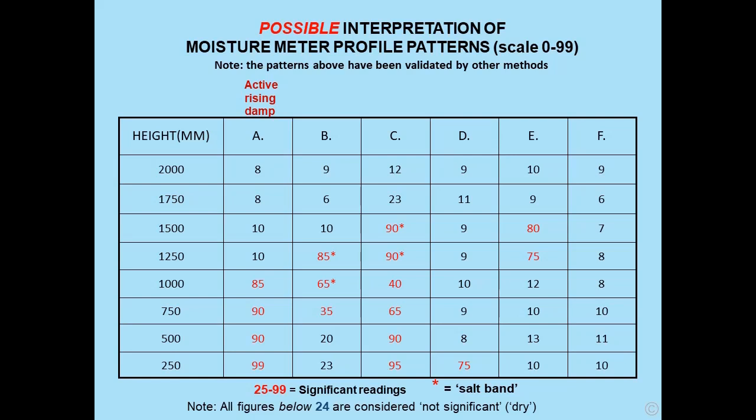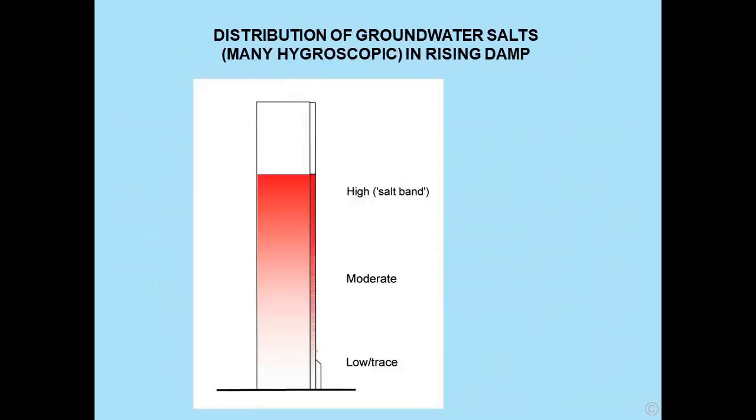Before we go on any further, however, we need to have a look at the distribution of groundwater salts in rising damp. There they are. There typically is a distribution, ideally, where we have low levels, trace, sometimes no significant levels at the base of the wall, rising to the maximum height of rise, where we get the greatest levels of salts, where they form a salt band.